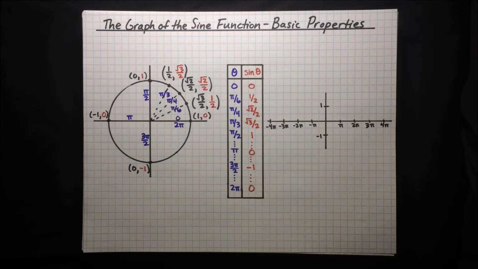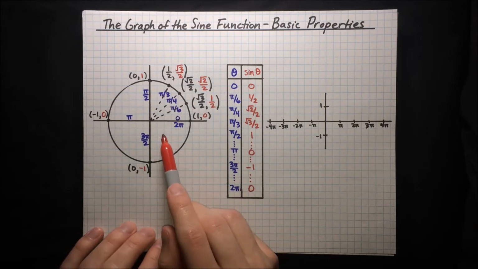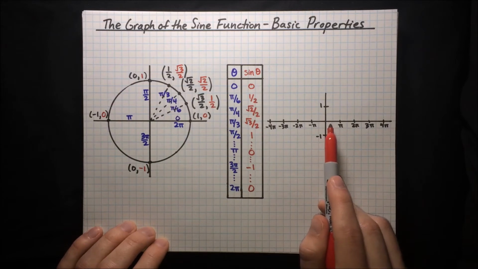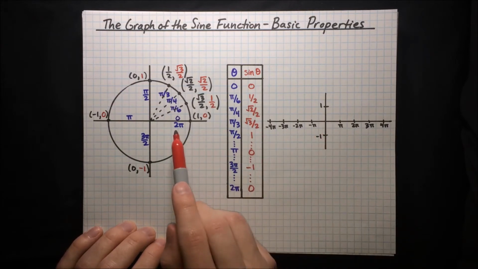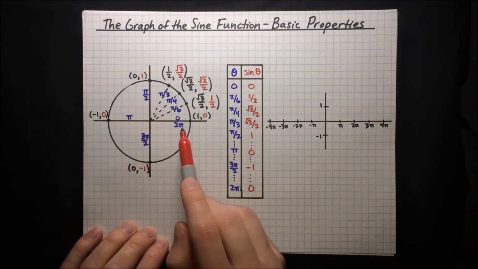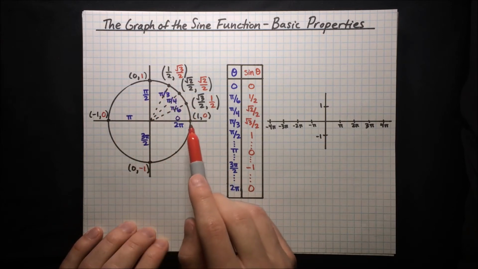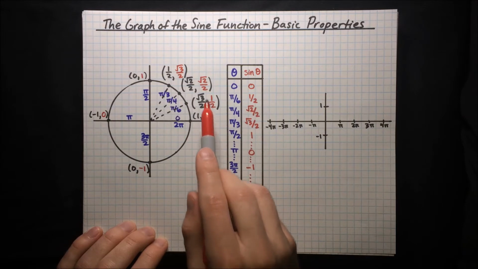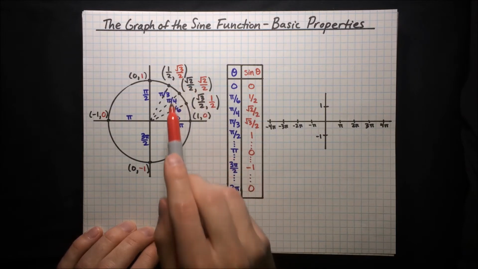Well, let's find out. Here we've got a unit circle, and we're going to use this unit circle to draw the graph of the sine function on these axes. So the unit circle gives us a bunch of angles and a bunch of points on the unit circle. And remember, we've learned previously that the y-coordinate of those points corresponds to the sine of the angle.